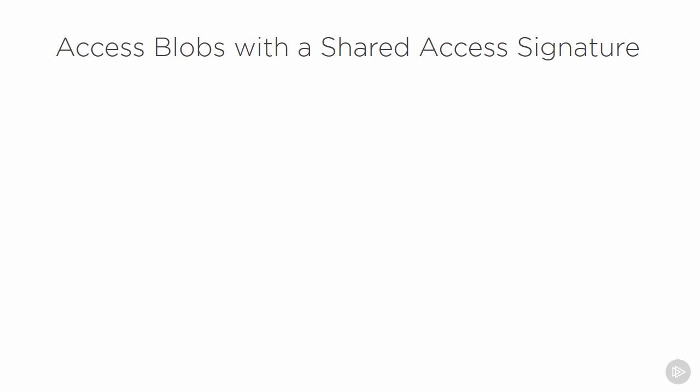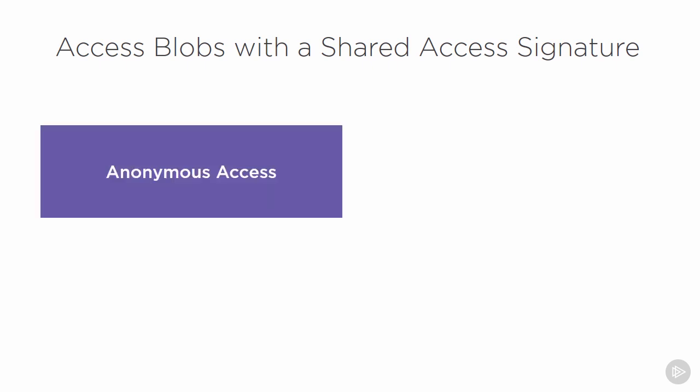You have different options to grant access to your blobs. With the public access level that you can set on a blob container, you can control anonymous read access. In the previous clip you learned how to set the public access level to private, which means anonymous users don't have read access to your blobs.